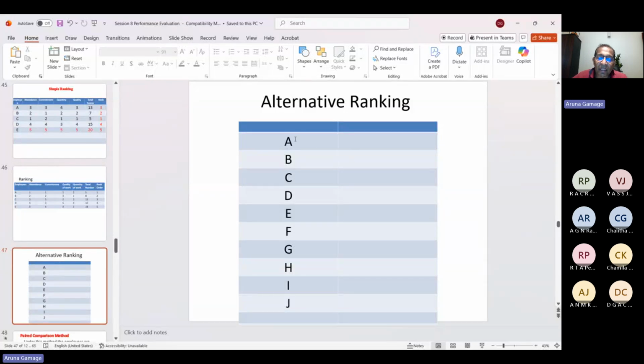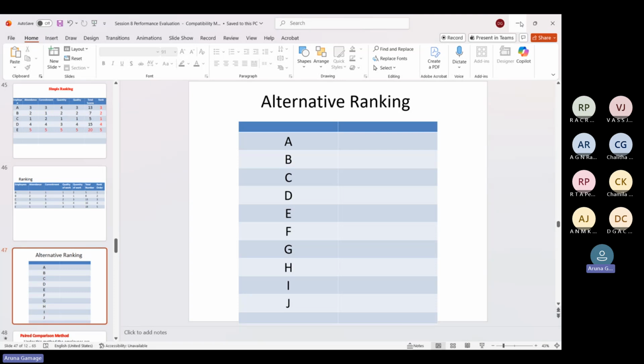For example, suppose that there are 10 employees: A, B, C, D, E, F, G, H, I, J. We have to rank these employees by using alternative ranking. So what we are required to do is first decide the best employee and the worst employee.